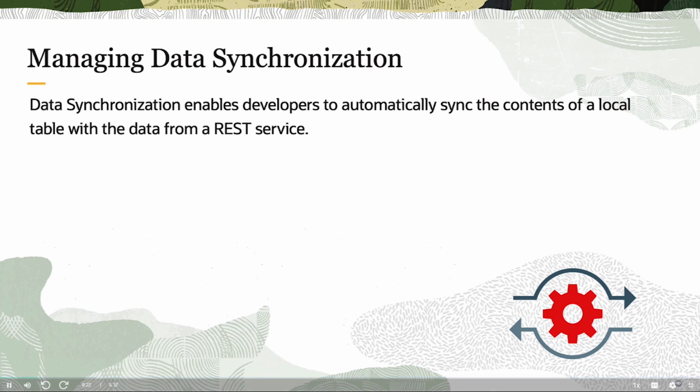Managing data synchronization. Data synchronization enables developers to automatically sync the contents of a local table with data from a REST service. You can trigger data synchronization manually or on a regular schedule by using a scheduler job. Note that the create job privilege must be granted to the application's parsing schema in order to execute REST source synchronizations on schedule.